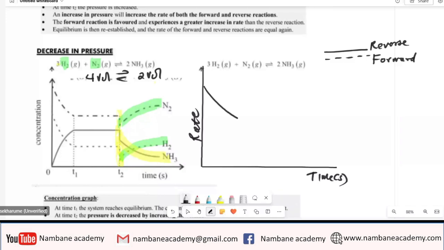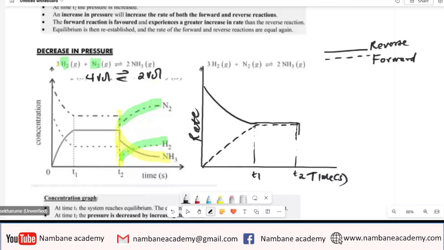This one is the forward reaction. This one is the reverse reaction, not reversible. Reversible is when the product can be converted back to the reactants. So now this is T1, this one will be T2 there. So what I want to do, I want to decrease the pressure. I need to decrease the pressure, decrease both. So decreasing both forward and the reverse.